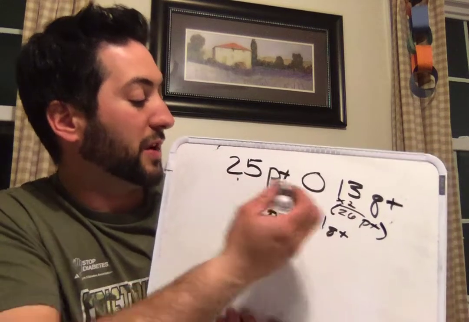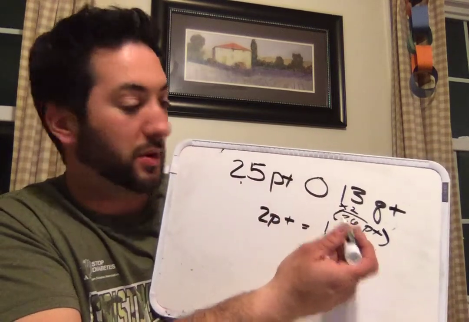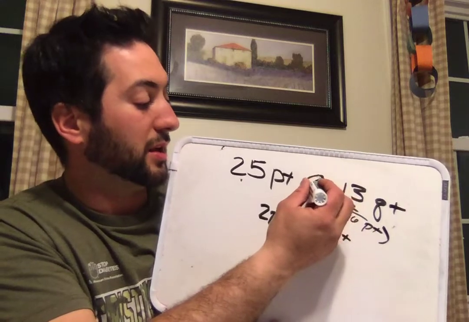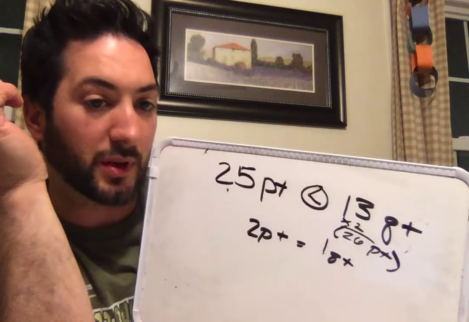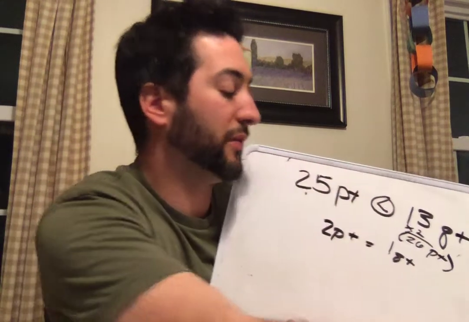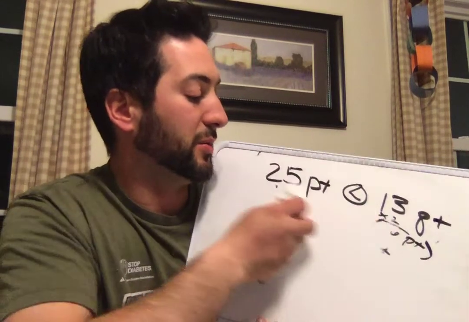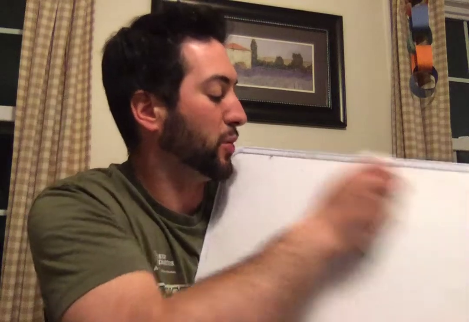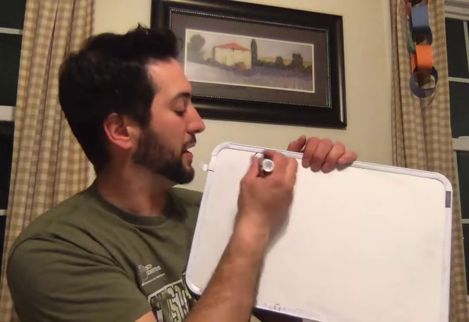So if I have 25 pints, blank, and 26 pints, what would I put in there? I'd put less than that number, less than, okay? 25 pints is less than 13 quarts, because 13 quarts is the same thing as 26 pints. Last one, and you guys are going to do it on your own.